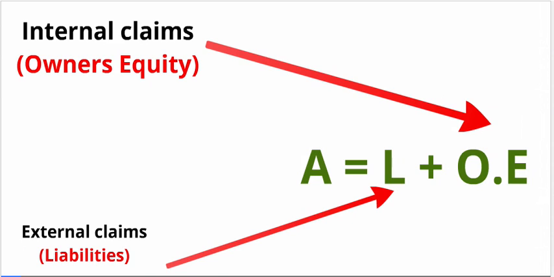On the left, we've got the items of value, those economic resources, our assets, and on the right, we've got the claims on those assets, internal being owner's equity, external being liabilities. It's a key aspect of double entry recording that you need to have your head around.